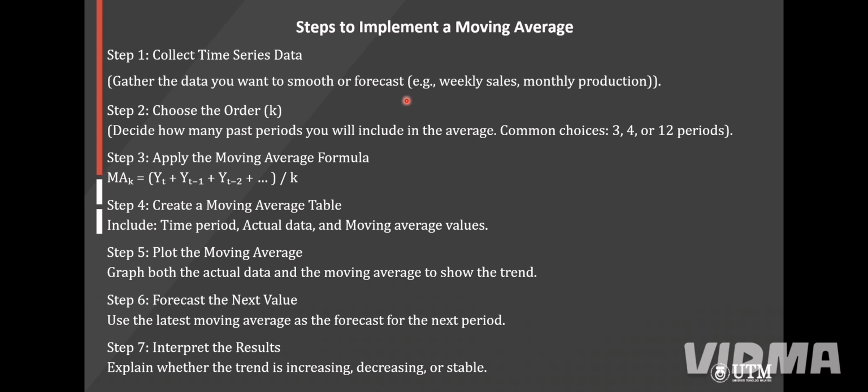Okay, so these are the steps to implement the moving average. First, we collect the time series data, whether it is weekly, daily, monthly, or annually. Second, we choose the order, how many past periods we will include in the average. Usually we use 3, 4, or 12 periods to make it easier. Step 3, apply the moving average formula, the one that we discussed previously. Step 4, create the moving average table. Step 5, plot the moving average. Next, we forecast the next value, and finally, we interpret the result.